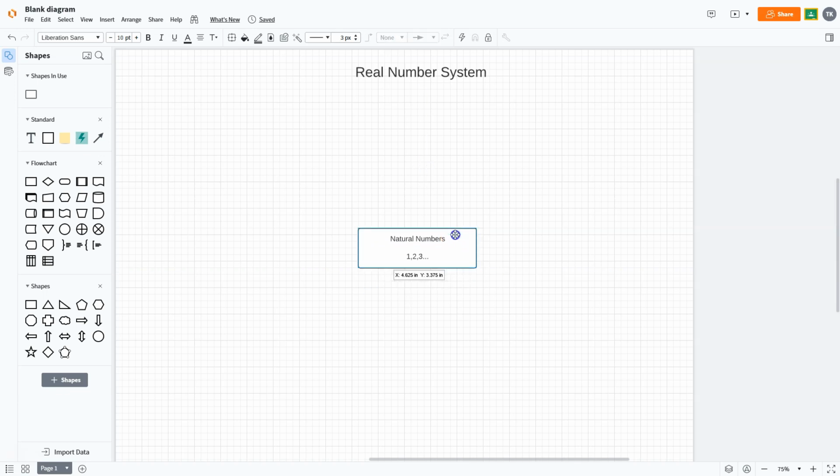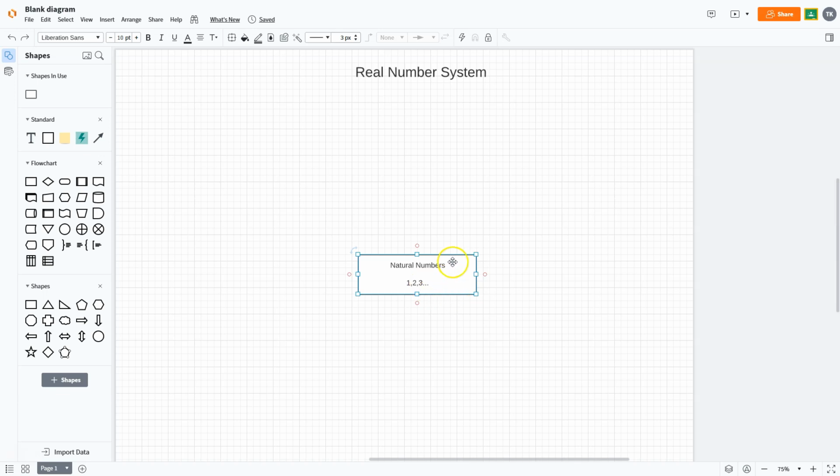Where we start is the natural numbers. The natural numbers are the numbers 1, 2, 3, on and up forever. They're the numbers that you first learned how to count. And these form the fundamental building block of the real number system.